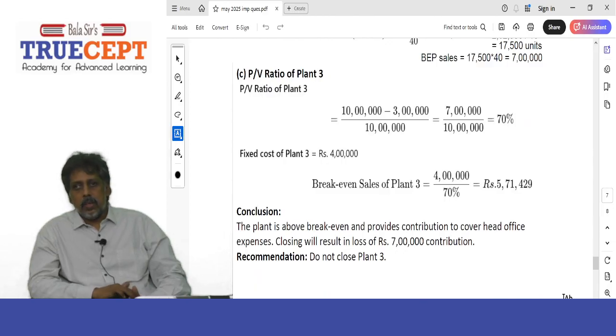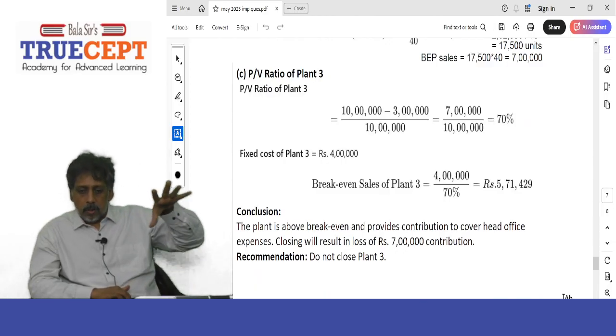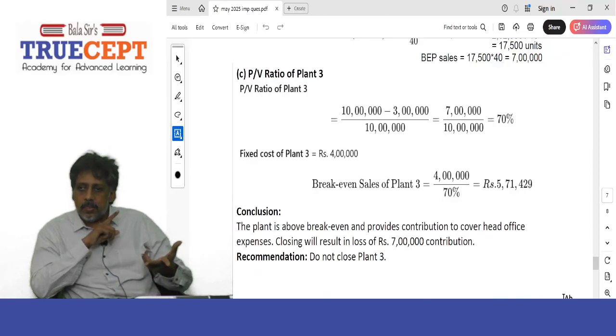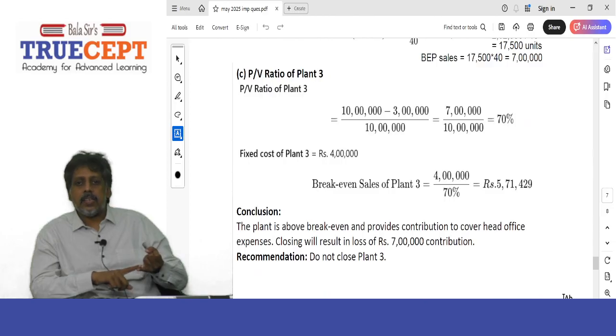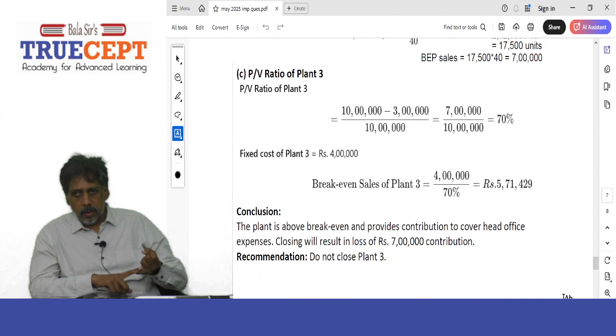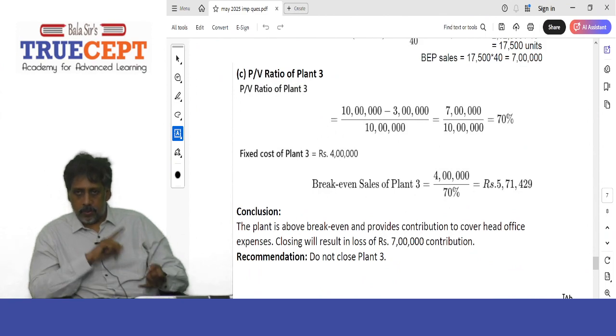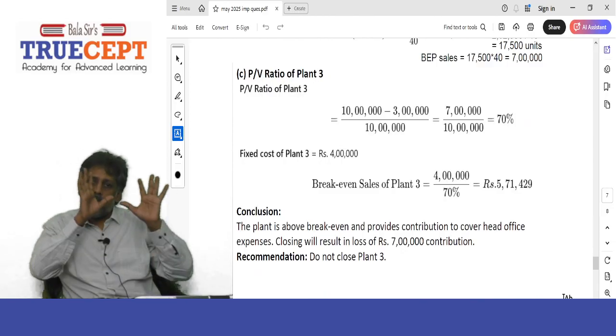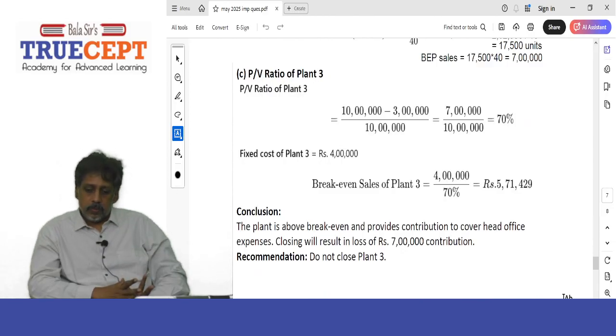Is that fine? Now I will suggest not to close down the plant. What is the reason? This plant is giving a positive contribution of 7 lakh to meet your 4 lakh fixed cost. Maybe it doesn't cover your allocated head office expense. Read what is given. Conclusion: the plant is above break-even and provides contribution to cover head office expenses. Closing will result in the loss of 7 lakh rupees contribution. Recommendation: do not close plant 3.